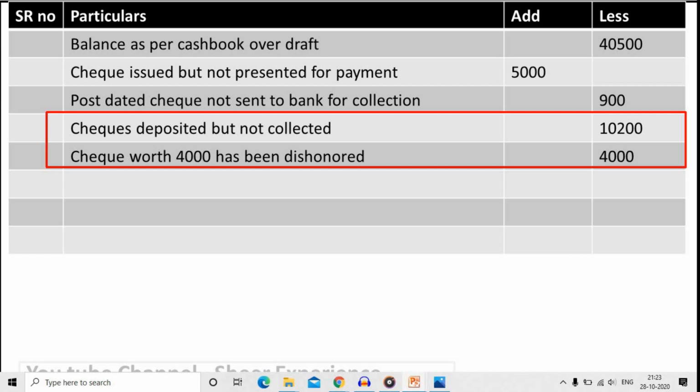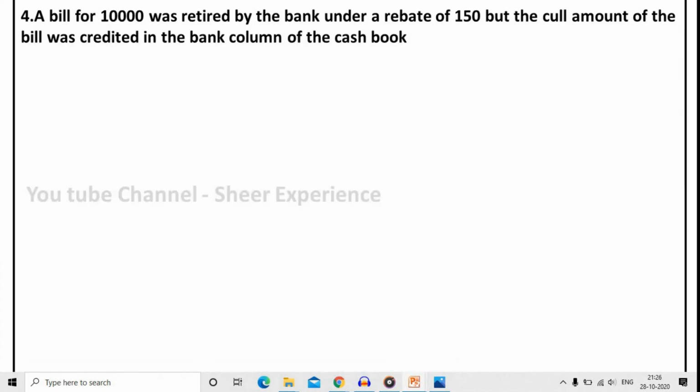Here we have another change, that is a check for 4,000 has been dishonored. Even this 4,000 we will mention it in the less column, and in the particulars column a check worth 4,000 has been dishonored. Our next transaction is a bill for 10,000 was retired by the bank under a rebate of 150, but the full amount of bill was credited in the bank column of the cash book.